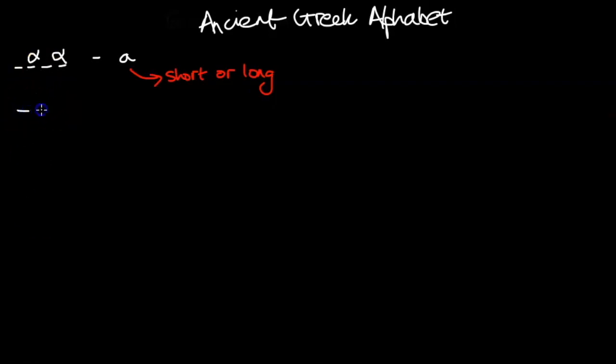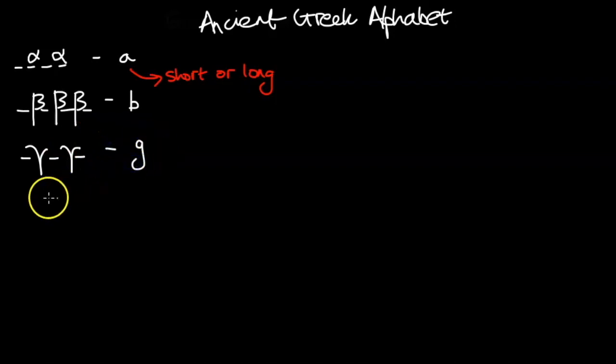Next, we have beta. So if this is our line, beta's like that. This is a consonant, and the equivalent is B. Okay. And by the way, I'm only doing the lowercase letters in this video, but I might cover the uppercase letters in a follow-up video. So after beta, we have gamma. This is gamma. Like with beta, part of the character is under the line, and the equivalent is G.